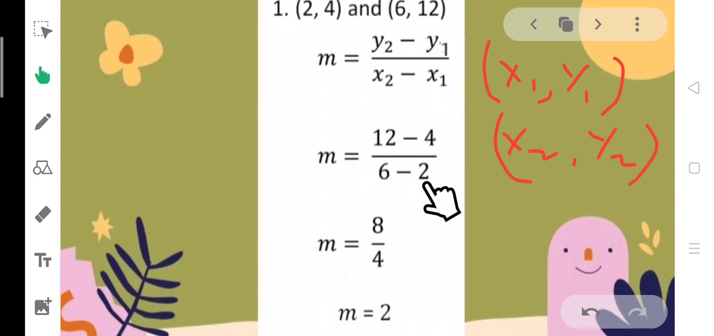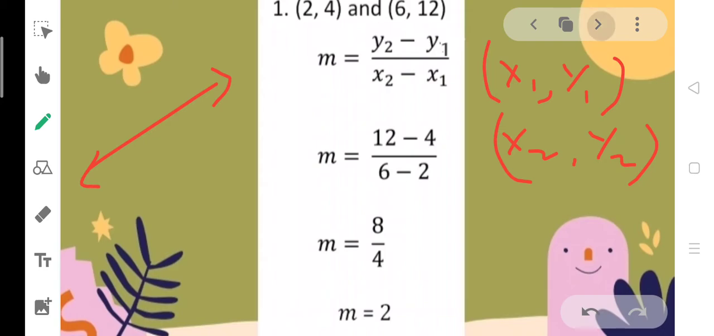Then let us simplify. 12 minus 4 is equal to 8. 6 minus 2 is 4. Okay, so we have 8 over 4. Simplifying 8 over 4 means 8 divided by 4, so we have 2. So, the slope of the line that passes through (2, 4) and (6, 12) is positive 2. This means that the line goes upward to the right. It looks like this one.